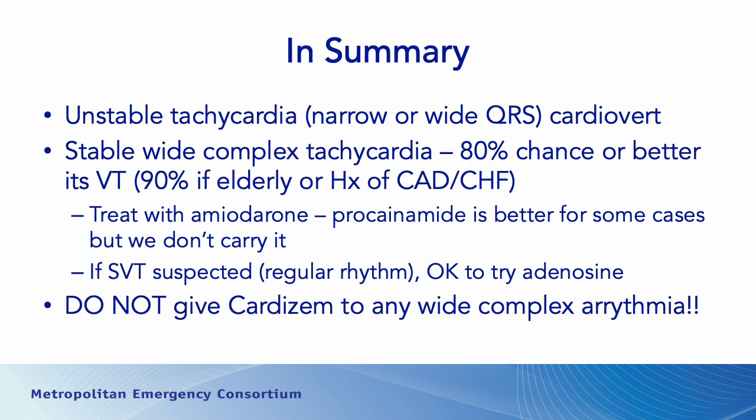In summary, if you have any type of unstable tachycardia, narrow or wide QRS, cardiovert. If you have a wide complex tachycardia and no palpable pulse, that patient is considered to be in arrest. You treat them the same way as a VF arrest. If you have a stable wide complex tachycardia, there's an 80% chance or better it's VT. And if you're talking about the elderly or anybody with a history of coronary disease or heart failure, there's a better than 90% chance of it being VT. Treat with amiodarone. Procainamide is better for some cases, but we don't carry it. So I would treat patients with amiodarone.